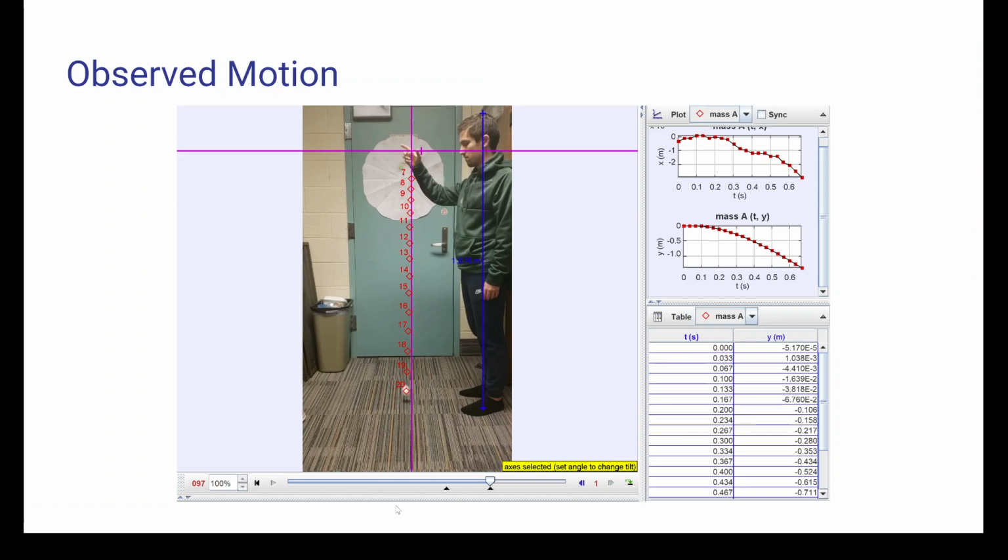As you can see from this image, I uploaded the video into Tracker and extracted the position data from the experiment. I used my height as a reference, and the direction of motion is denoted as the negative y-axis, starting from the point where the ball was dropped.